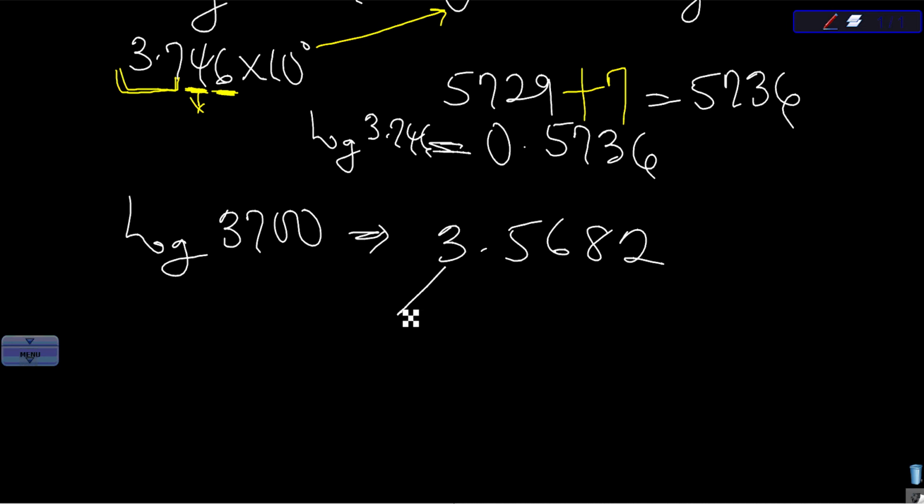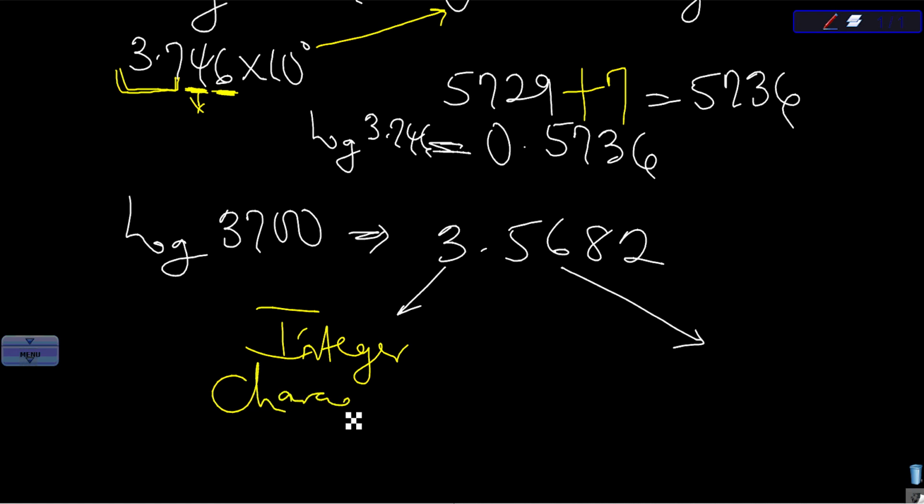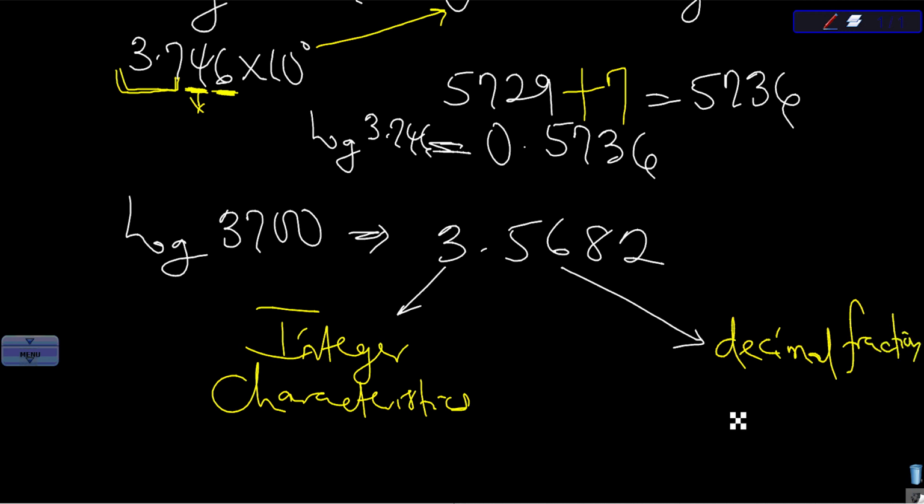Now, this part is called what? The first part there is called the integer, or the characteristic. In some textbooks, they call it characteristics. This other part is called the decimal fraction. And some textbooks call it the mantissa.